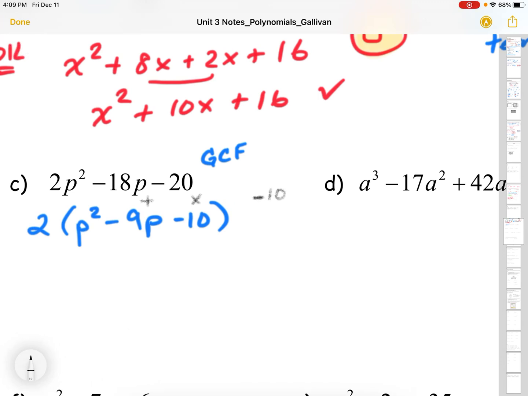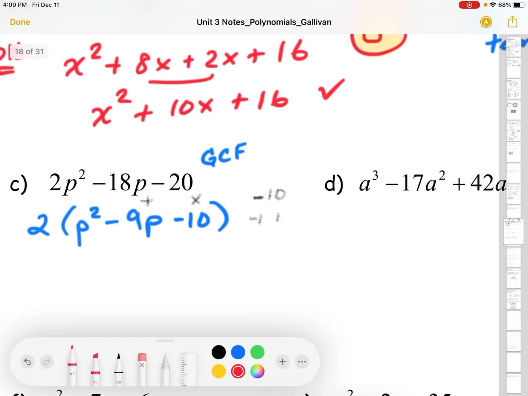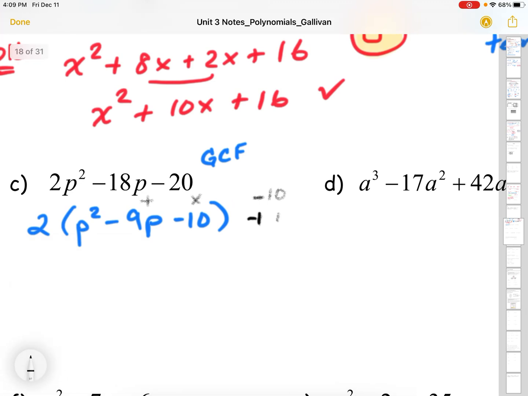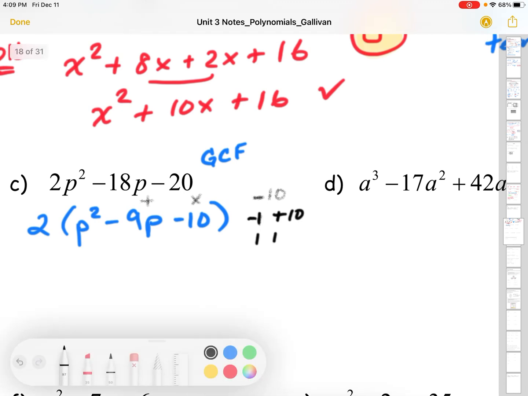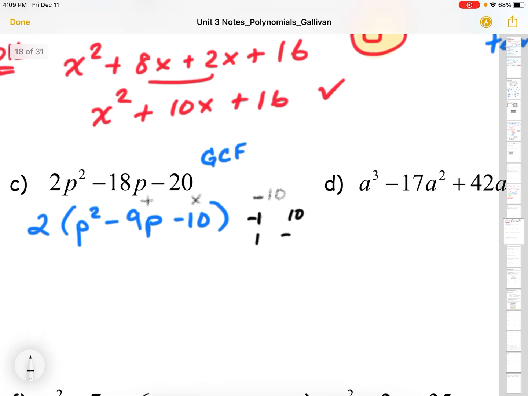So it could be negative 1. Oh, I don't like this pen. It's not being very nice to me. So negative 1 and positive 10. Well, that gives me a positive 9. But what about 1 and negative 10? 1 and negative 10 do add up to negative 9.